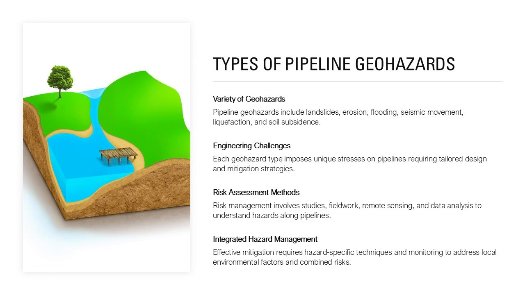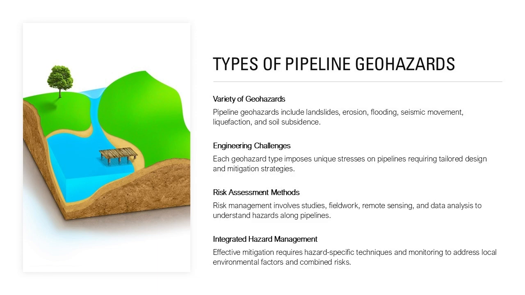This understanding is achieved through desktop studies, field investigations, remote sensing, and historical data analysis. Engineers must also consider how multiple geohazards may interact or occur sequentially, such as heavy rainfall triggering both flooding and slope instability. This slide provides an overview of the major categories of pipeline geohazards and highlights why a one-size-fits-all approach is insufficient. Effective management requires hazard-specific assessment techniques, monitoring strategies, and mitigation measures tailored to the physical processes involved and the local environmental context.